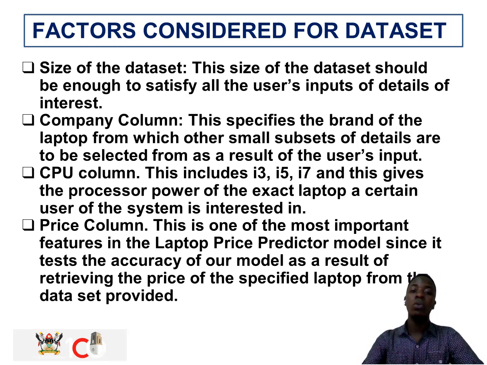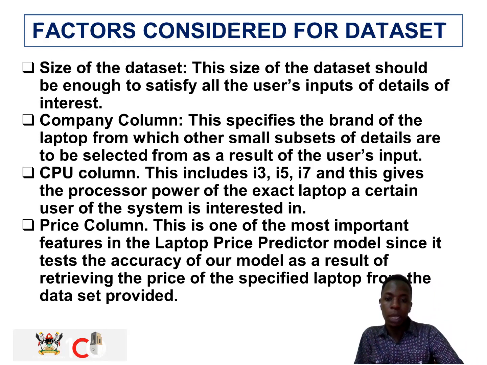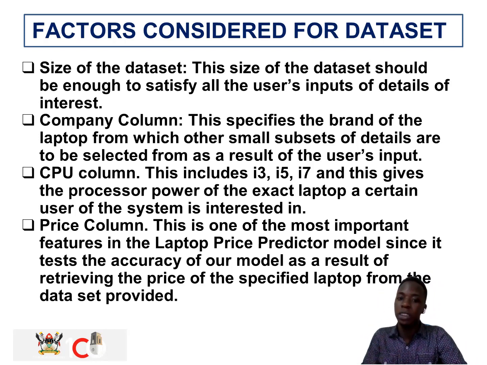We also have the CPU column, which includes the i3, i5, i7, whichever one you need as a user. This gives the processor power of the exact laptop a certain user of the system is interested in. We also have the price column, which is one of the most important features in the laptop price predictor model, since it tests the accuracy of our model. So this is where we test the accuracy of our model.